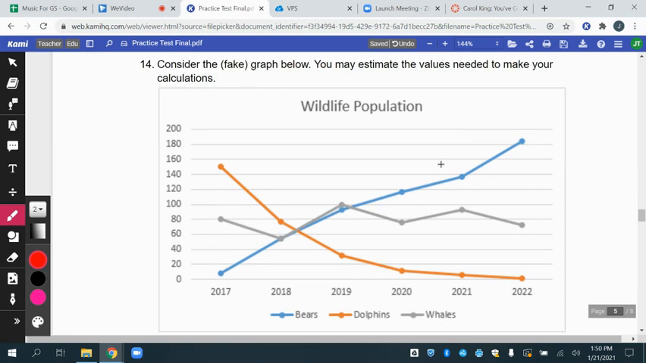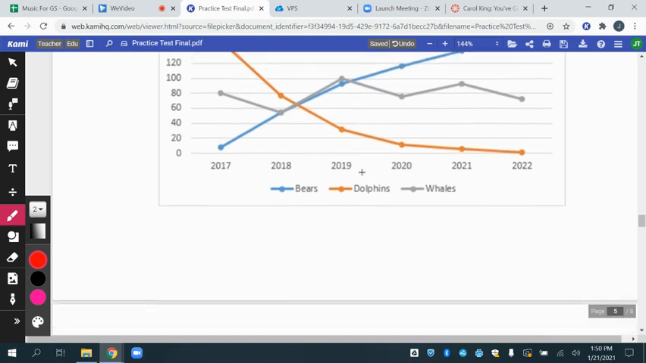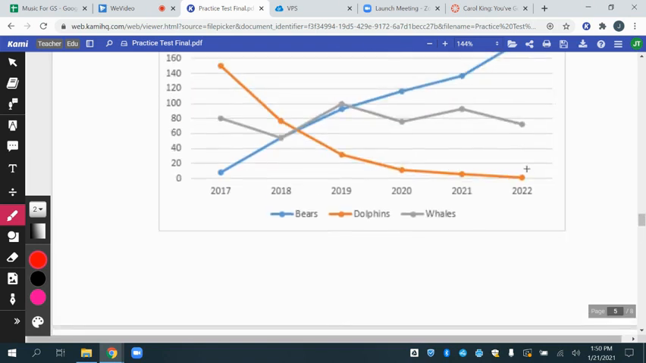All right, now we're going to notice this is a fake graph. I have no idea about this wildlife population. It's just random. Who keeps track of bears, dolphins, and whales on the same graph? I don't know. There's not many places in the world where all of those coexist at the same time, but that's okay. And apparently there are no dolphins by the end, but we'll get to that in a moment.